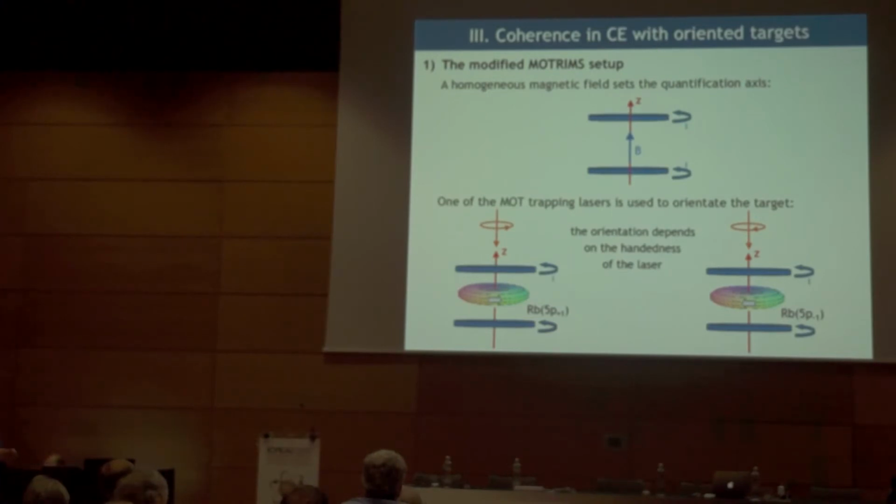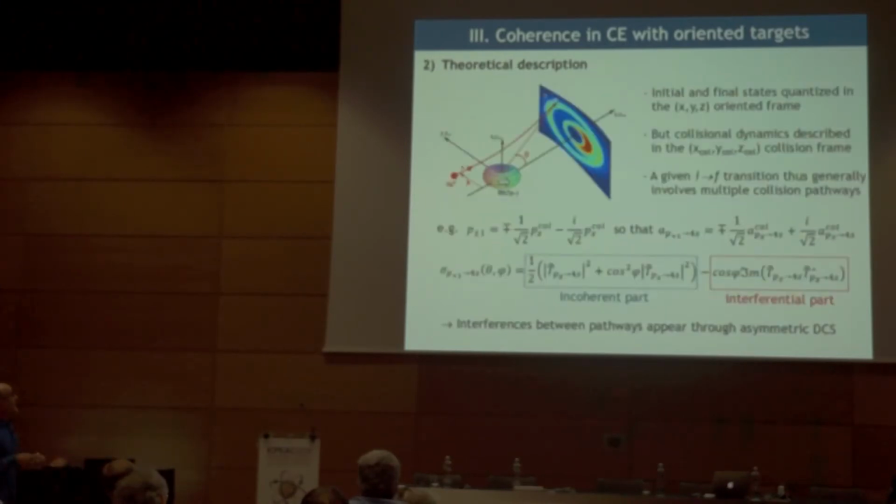This scheme is very simple, but I have to say that its implementation within Motrim is quite complicated. In this respect, the setup available in Caen, which merges Motrims with orientation techniques, is the only one which exists at this time, to my knowledge. Then now I pass to the theoretical description. I mentioned in the introduction that the orientation inherent here in the electron cloud destroys the cylindrical symmetry of the DCS. And that's really what is observed.